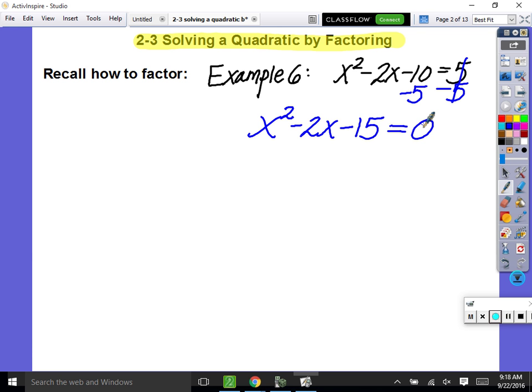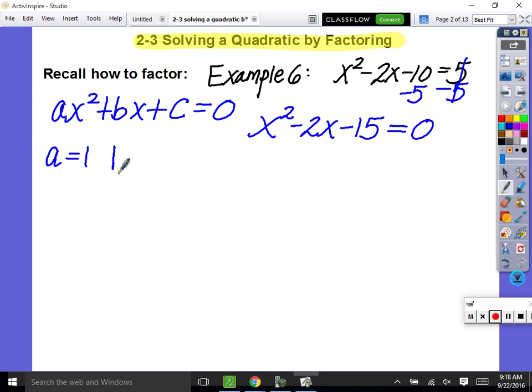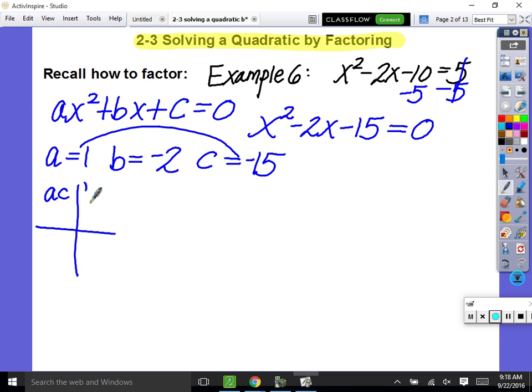Now remember, a quadratic has the form ax squared plus bx plus c equals 0. So a is in front of x squared. So our a value is 1, correct? Our b value is negative 2, and our c value is negative 15. A, b, and c. And then we go ahead and do what multiplies to be a times c. So we're setting up our little chart. What multiplies to be a times c and adds up to be b. 1 times negative 15 is negative 15, and adds up to be b, which is negative 2.